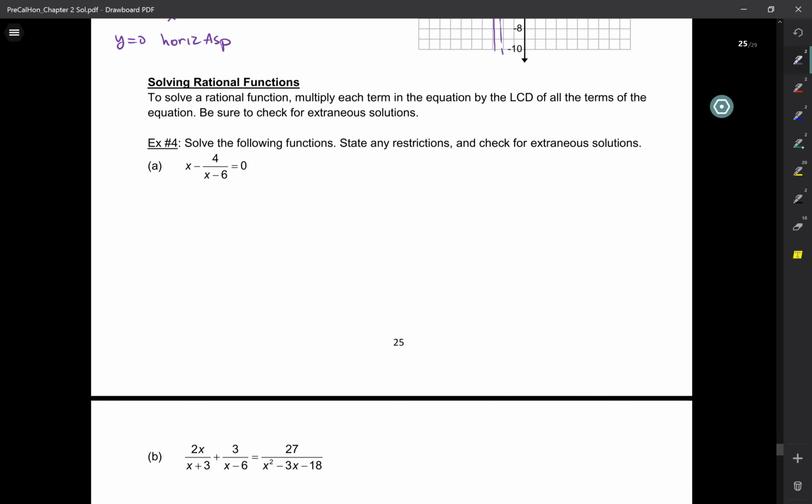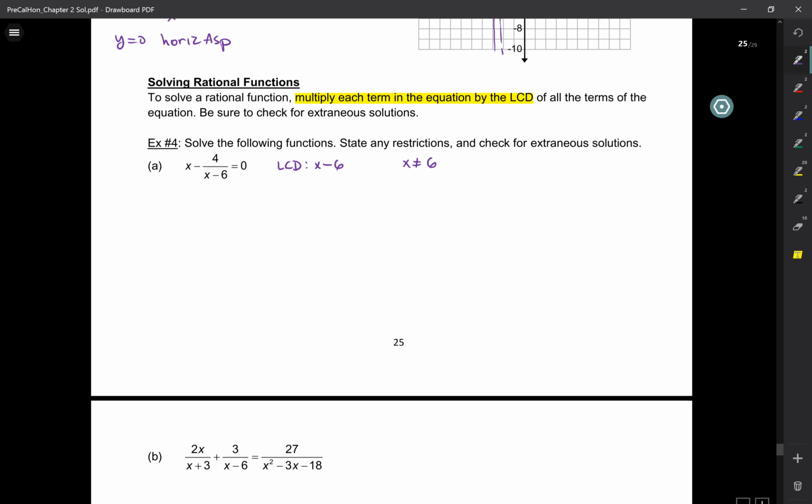All right, let's solve some of these functions. To solve rational functions, we have to multiply each term by the LCD of all the terms, and then we have to check for extraneous solutions. So here, I have a numerator of 1 and an x minus 6. The LCD is x minus 6. And now, what about any restrictions? Well, this function cannot exist if x was 6. So for the restrictions, we say x cannot equal 6.